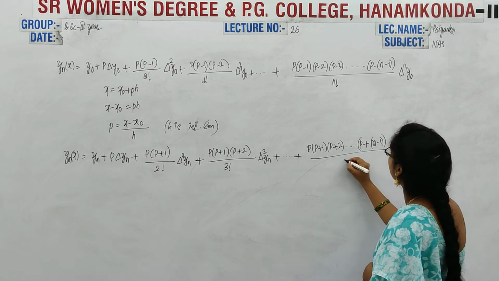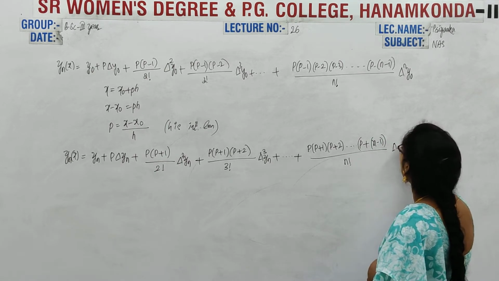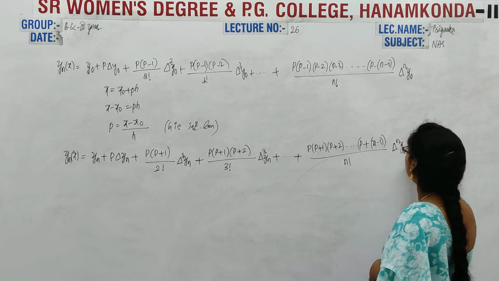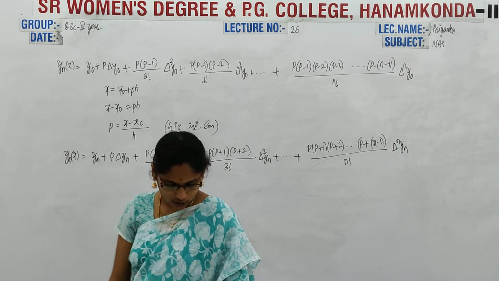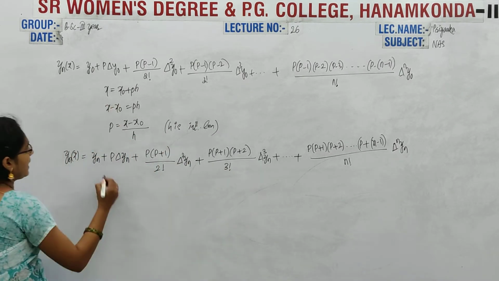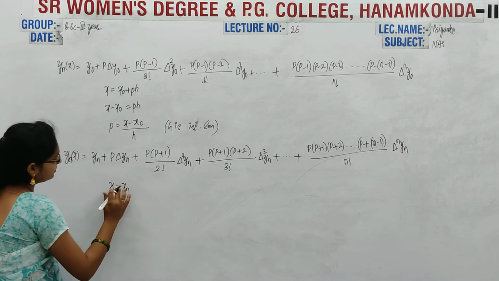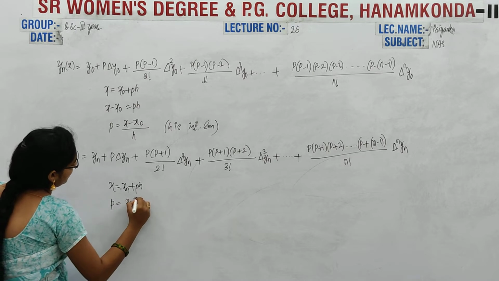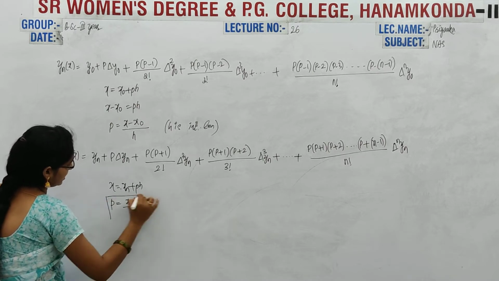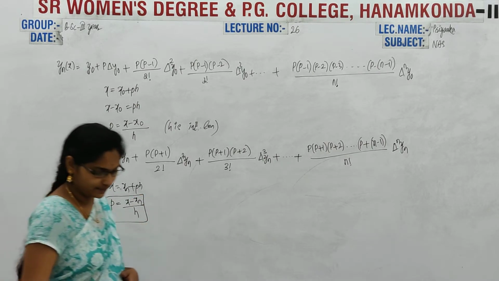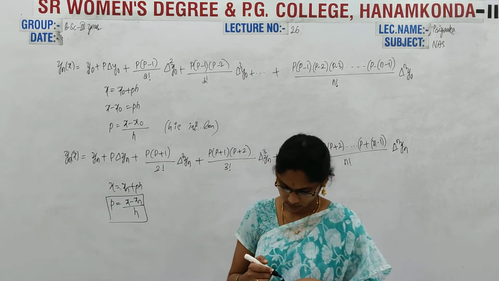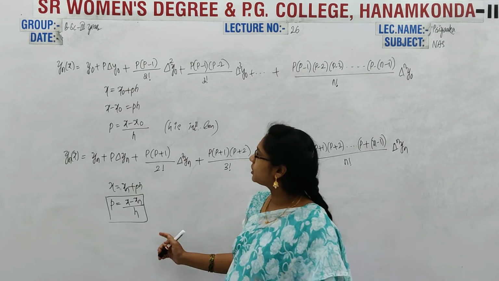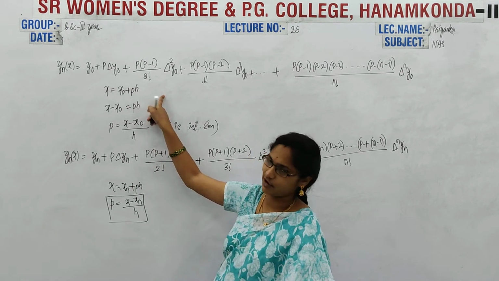The terms will be the same, just instead of subtraction we have to take addition, and here delta power n yn by n factorial. Here also write down, x equals xn plus ph, so therefore p is equal to x minus xn by h. Clear? So this is the value of p, and this is the forward formula, and this is the backward formula.